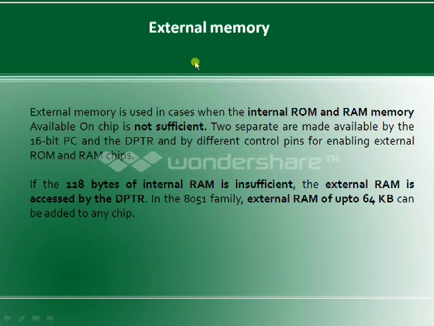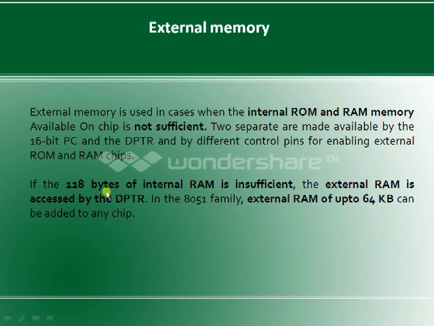Now let us see external memory. Here external RAM or ROM can be interfaced to the 8051 microcontroller. For example, if internal RAM or internal ROM is insufficient, then we can connect external memories to this 8051 controller. As this controller is provided with 16 address lines, we can interface up to 64 kilobytes of memory. If I'm interfacing an external ROM, then it can be accessed with the help of the program counter, and if I'm interfacing external RAM, then it can be accessed with the help of the data pointer register.